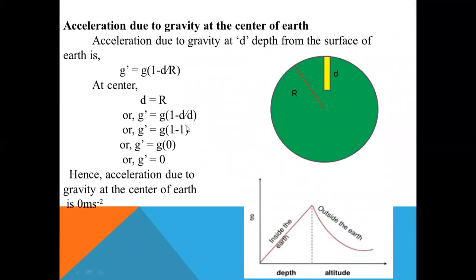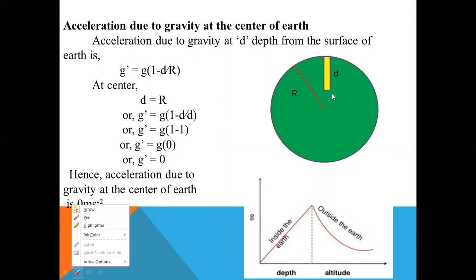Now, acceleration due to gravity at the center of the earth. Acceleration due to gravity at a certain depth d from the surface of the earth is given by the relation g dash is equal to g times (1 minus d by r). Actually, you will not derive this formula at this level. You will derive it at a higher level, but I have directly written this formula.